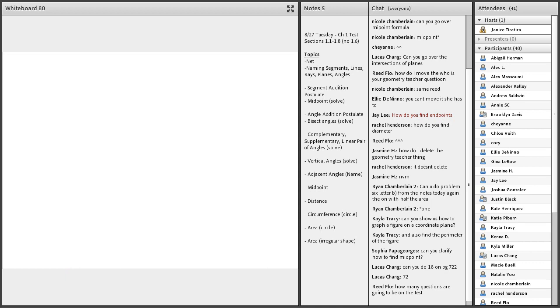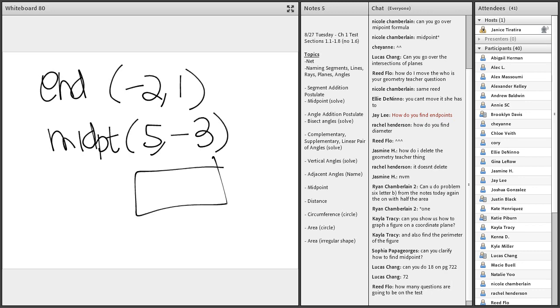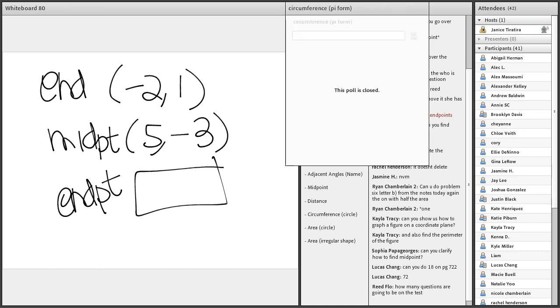Okay, I'll do another one like that. Let's say the endpoint is -2, comma, 1. The midpoint is 5, comma, -3. Find the other endpoint. If you like the trick, use it. I'm going to make a poll right now, and you're going to answer in the poll. So don't answer in the chat box. Please answer in the poll.